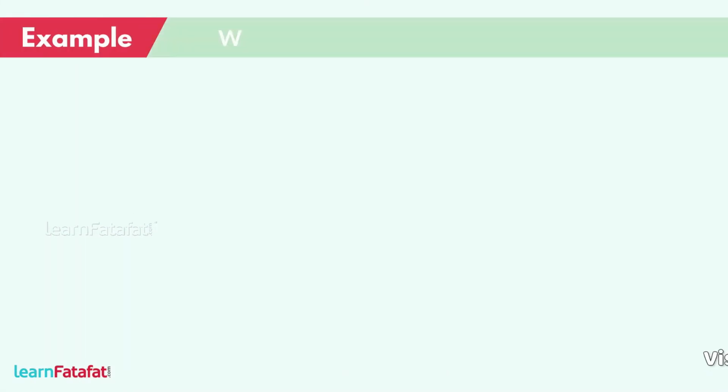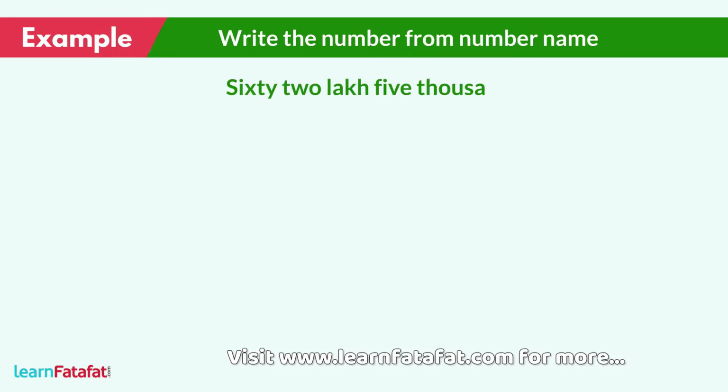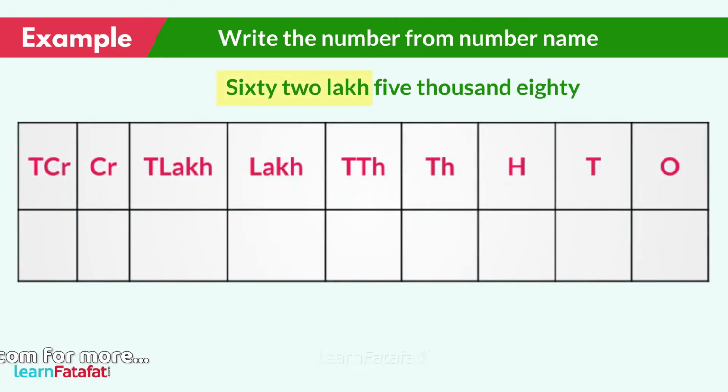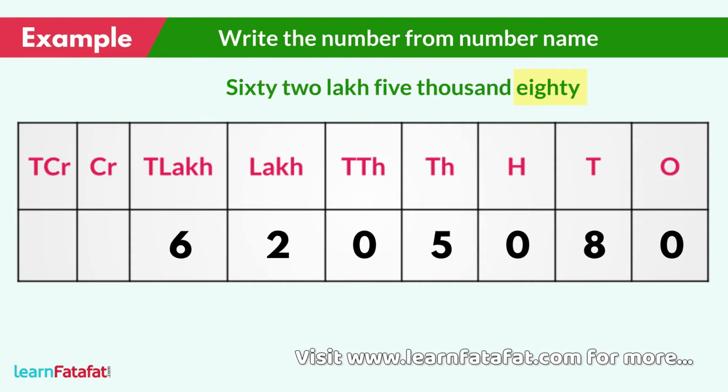Example. Write the number from number name. 62,05,080. The number has 62 lakh. So 10 lakhs digit is 6 and lakhs digit is 2. The number has 5,000. So digit at thousands place is 5 and digit at 10,000s place is 0. The number has 80. So hundreds digit is 0, tens digit is 8 and ones digit is 0.